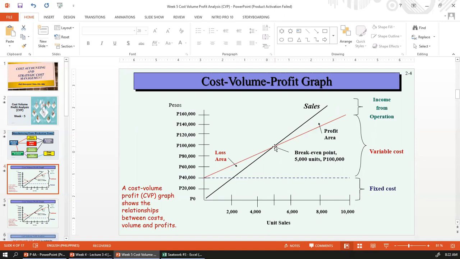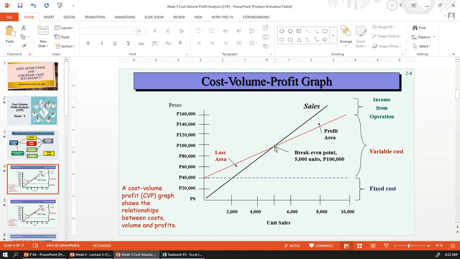So this is the point wherein sales and variable cost meet, and we call this the break-even point. The break-even point in units is 5,000 units, and in peso it's 100,000 pesos. So it means that if you sell 5,000 units, there is no gain nor loss. So balik lang yung investment mo.